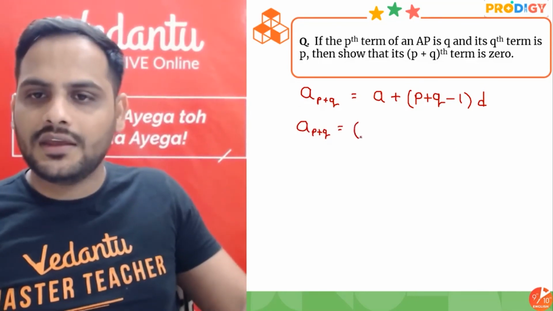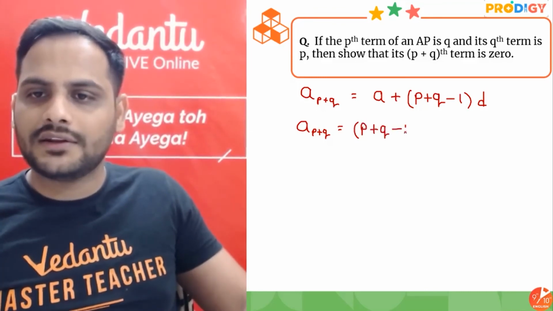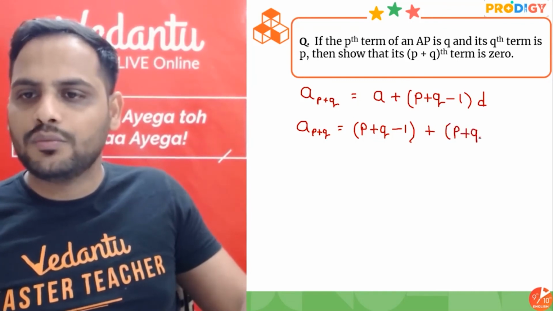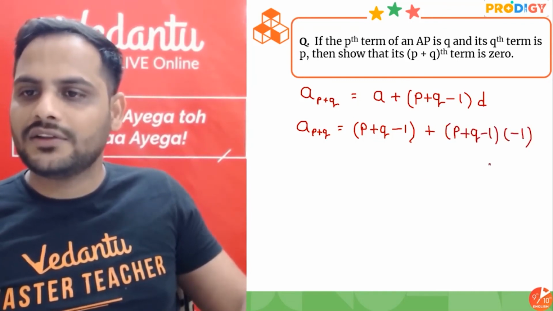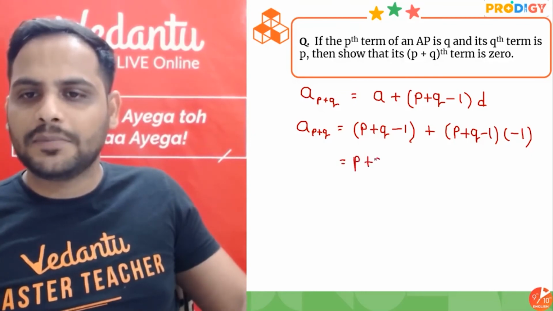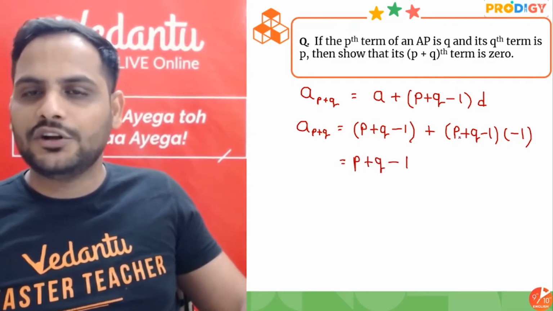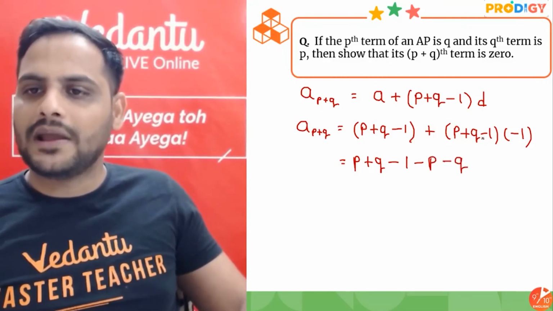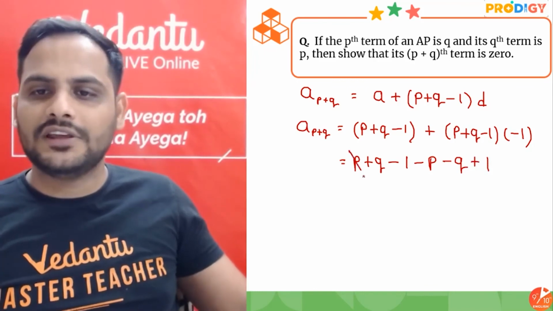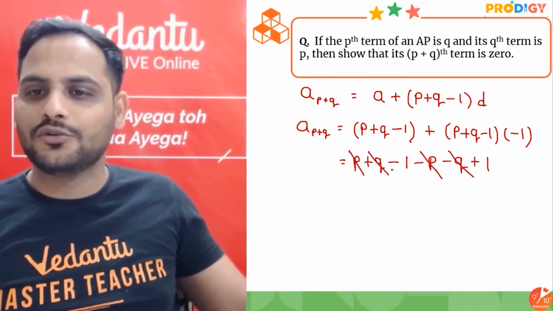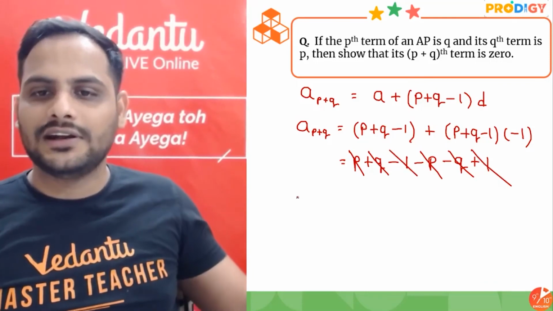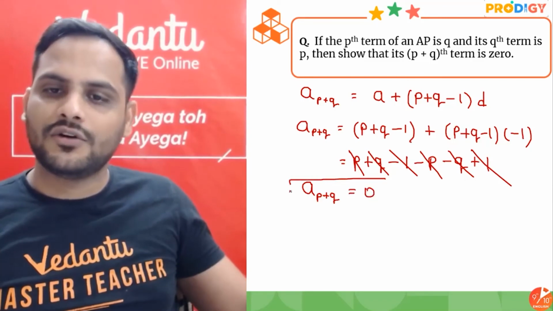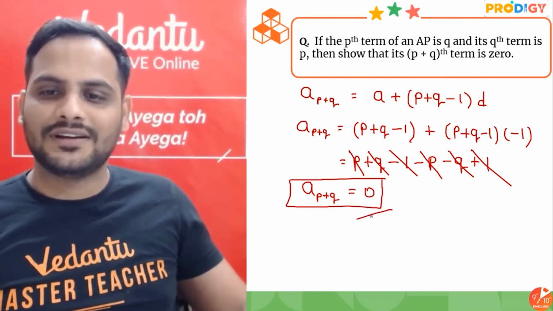तो बेटा देखो, I can say p plus q term of this AP will be, what is a? A is p plus q minus 1, plus here p plus q minus 1 into d, and d is minus 1. So if I open the bracket, it will be p plus q minus 1. Now minus 1 into p is minus p, plus sign, so it will not change anything. Minus 1 into q is minus q. Minus 1 into minus 1 is plus 1. Now if you see, p minus p got cancelled, q minus q got cancelled, minus 1 plus 1 got cancelled. Everything got cancelled. That means the p plus qth term of this AP, everything is gone, is equal to 0.